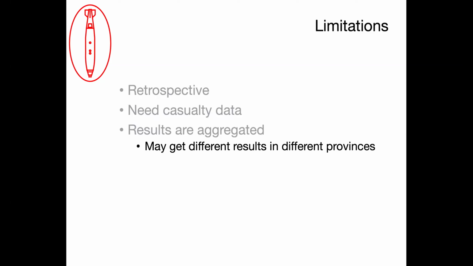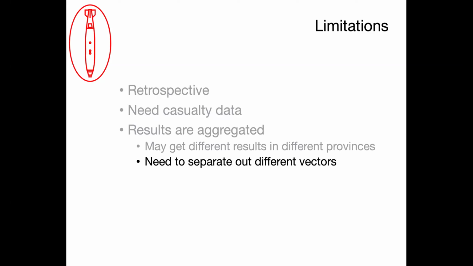So we may get different results in different provinces depending on who's given the risk education in the different provinces. We need to separate out the different vectors for the delivery of the risk education. So it's best done when it's part of a CAP, because the CAP can help us do this.